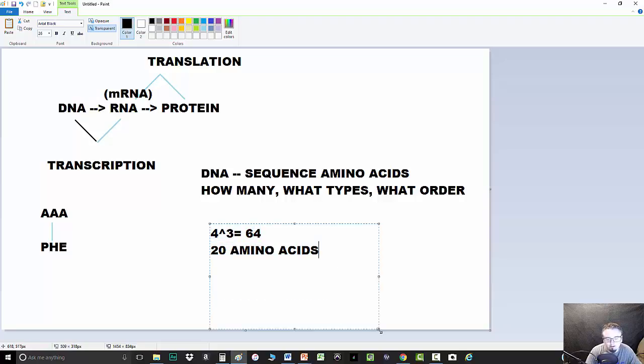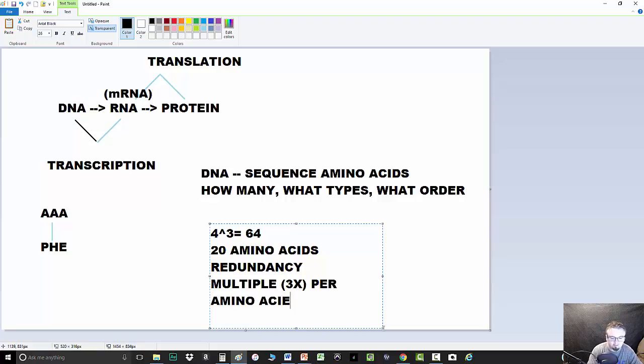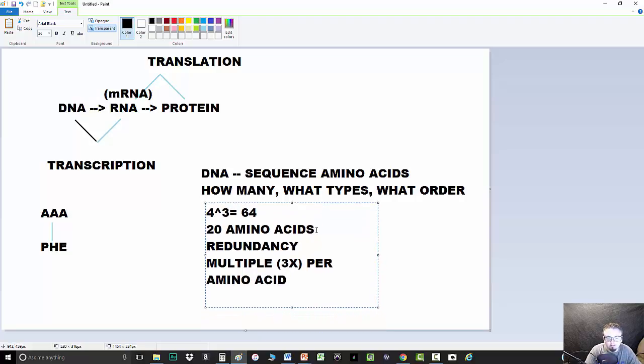What this allows is for what's referred to as redundancy, which means that we have multiple triplet codes per amino acid. So let's take a look at this figure here to better understand that. Also, let me say one more thing here. Essentially we can get amino acids from more than one triplet code is basically what that's saying.